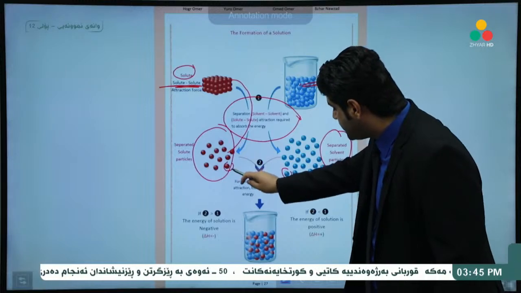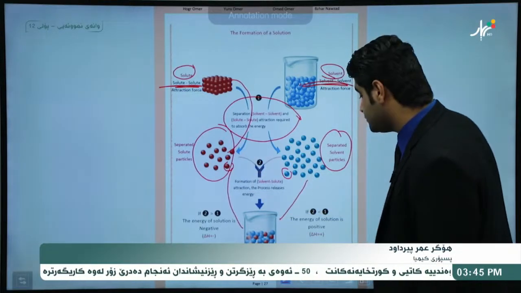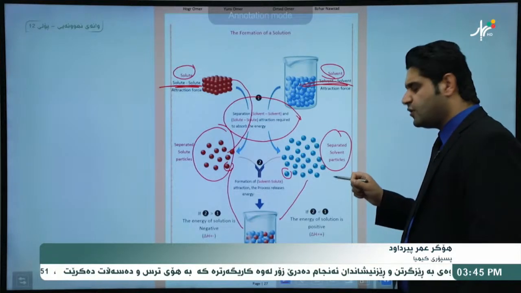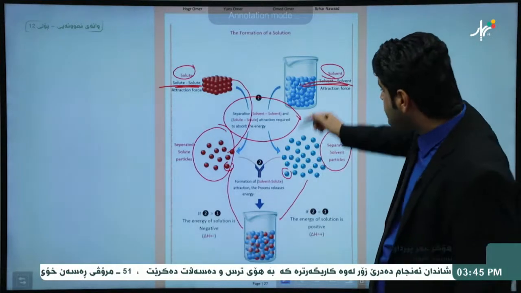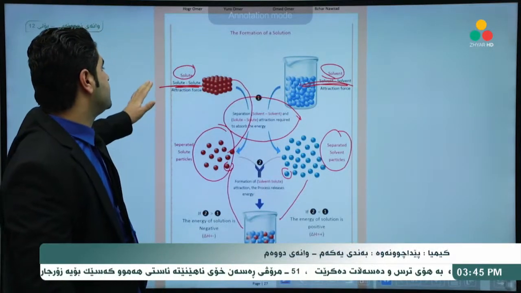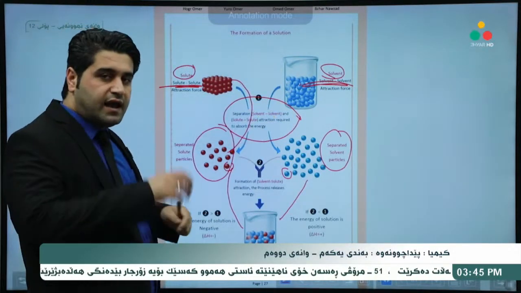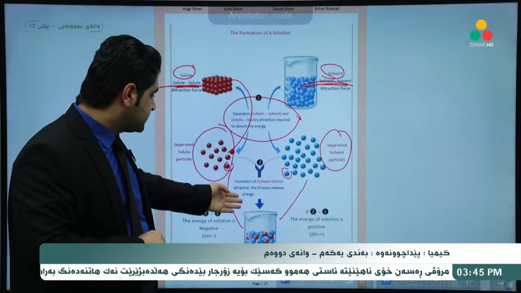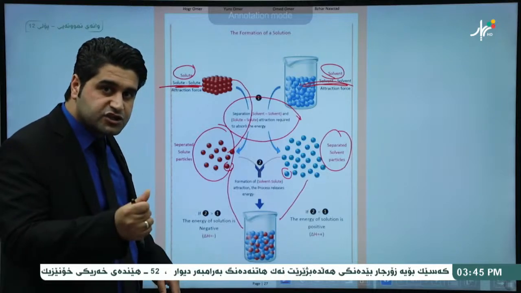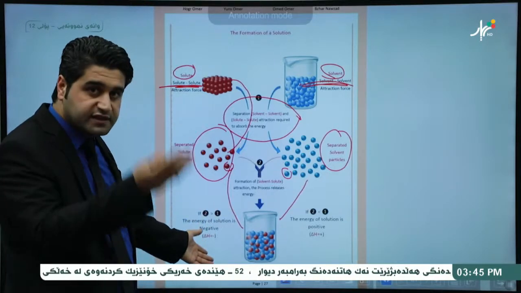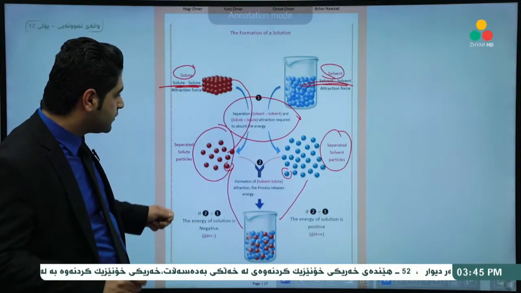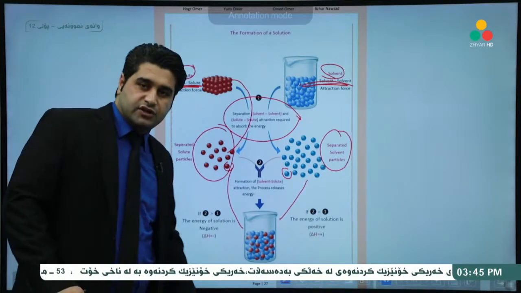Solvent can form a bond with solute to form a solution. So this process is exothermic, or it releases energy. So the first step, separating the solid and solvent particles from each other, absorbs energy. And the second step, when the bond begins to reform, releases energy. When solute and solvent start to form a bond, it will release energy.